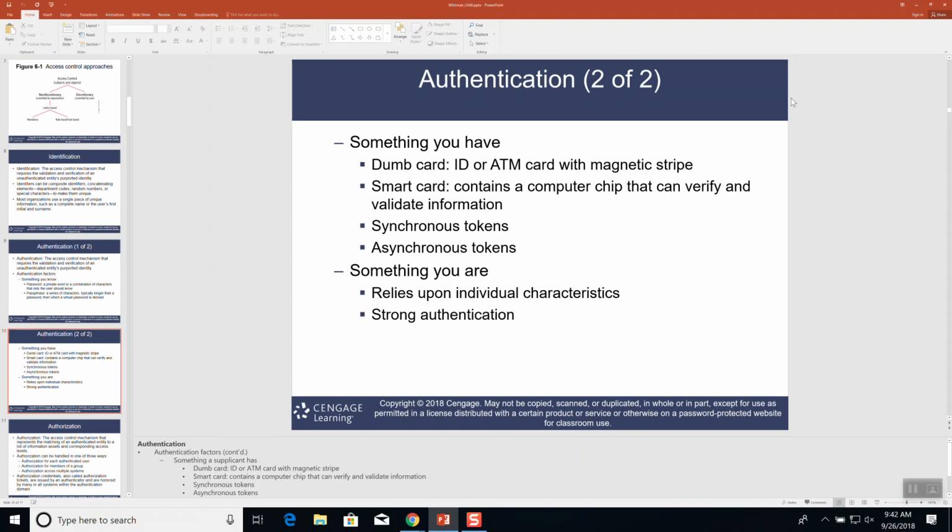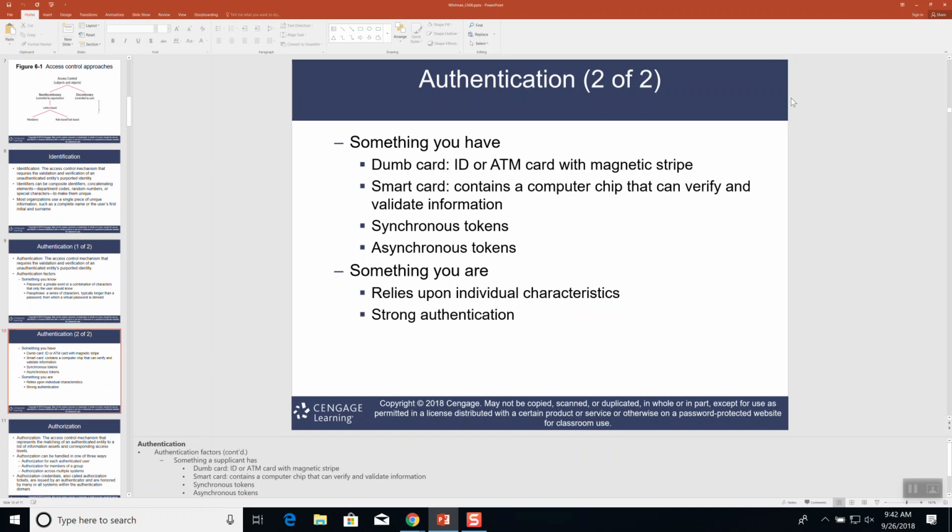Synchronous tokens, asynchronous tokens, something you are. It relies upon individual characteristics. He goes in, and he's obviously not his father. So if it looked up the age, the person's supposed to be 40 or 50, however old your dad is, it looks right. Look up the class name, see what's on the account. Yeah, my name's also on the account.